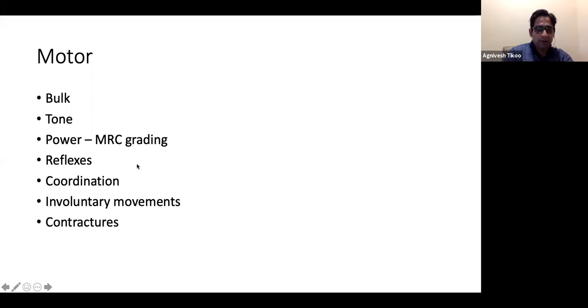So power, whenever we say, we have an MRC grading for the power, which is called grade 1, 2, 3, 4, 5. So you need to know about these gradings. Grade 0 is that there is no power. Grade 1 means that there is just a flicker of contraction.